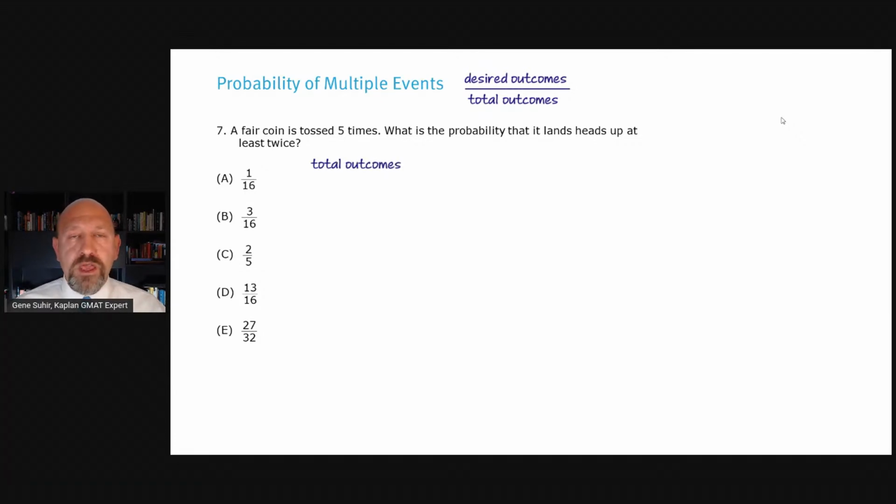Total outcomes. You toss the coin the first time and the second and the third and the fourth and the fifth. Every time you find yourself saying "and" in a probability question means multiply. We get our total number of outcomes here then. But this is not 2 times 5. This is 2 times itself 5 times. 2 times 2 is 4, times 2 is 8, times 2 is 16, times 2 is 32.